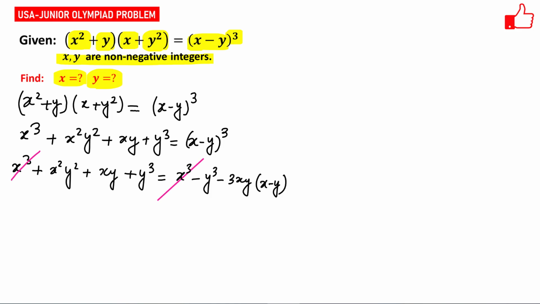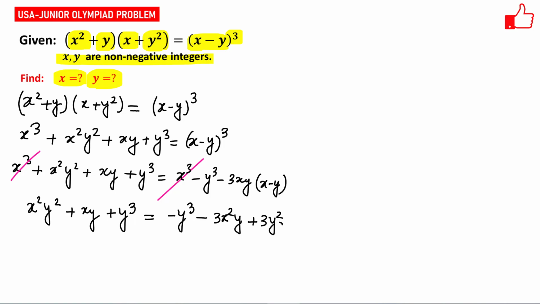This x³ and this x³ get cancelled. So what do I have? I have x²y² plus xy plus y³, and this side I will have minus y³ minus 3x²y plus 3y²x. Now I can take y common on both sides.